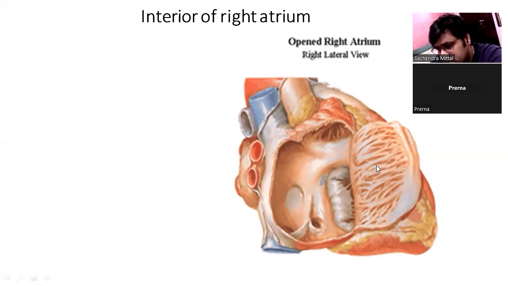now you can see this is the anterior wall which is totally rough, and this is the posterior wall which is totally smooth. Why is the anterior wall rough and the posterior wall smooth? Because the anterior wall is made up of muscle fibers. You are observing these muscular fibers. These muscle fibers are called musculi pectinati, whereas the posterior wall is smooth.